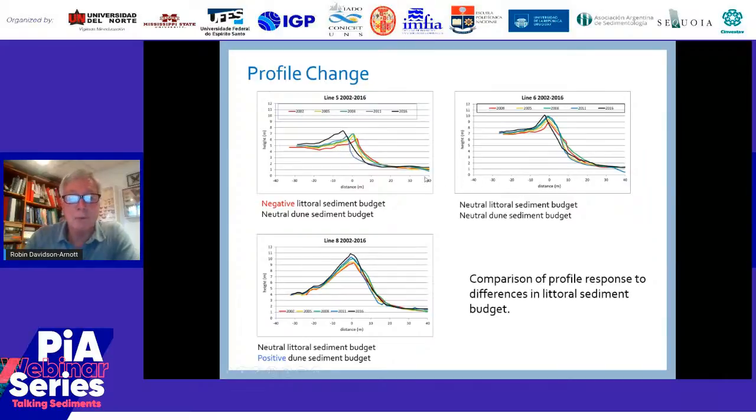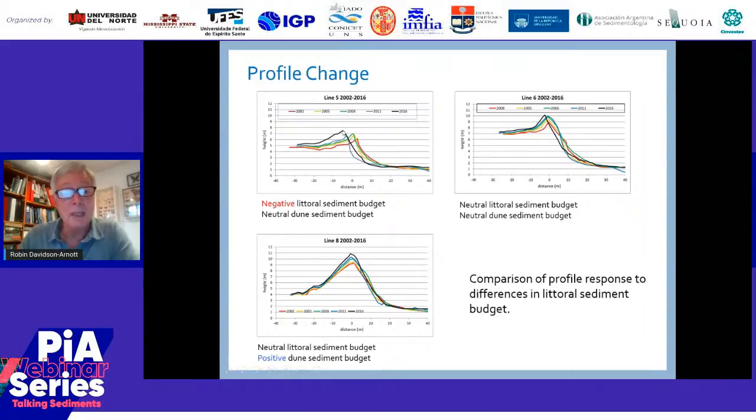Let's look at what happens in terms of the actual profiles. So we have annual profiles, or in fact, sometimes more often, but annual profiles. And I've just selected some of these to show the change in those profiles between 2002 and 2016. So line 5 is the one where we still have a negative littoral sediment budget. The red profile is 2002. The black profile is 2016, so that's 14 years of change. You can see here that because the budget is negative, the whole system is migrating landward. And so this means that the toe of the foredune migrates landward, and the crest of the foredune also migrates landward. In this case, it migrates about 8 meters, maybe 8 to 10 meters over that time period. So close to a meter a year.